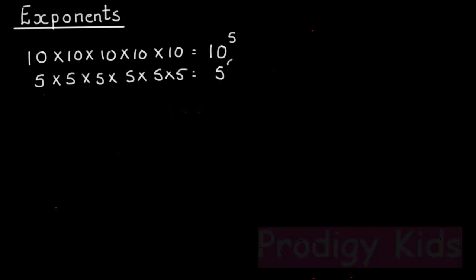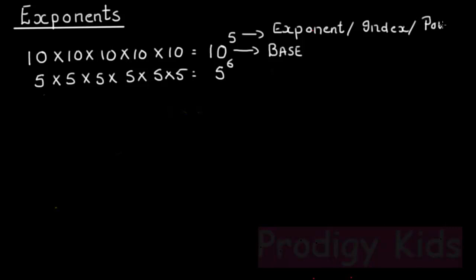Now in both these exponential forms of numbers, that is 10 raised to 5 and 5 raised to 6, the number 10 is the base. And the one at the top is the exponent. Another word for exponent can be also called the index, or it can also be called the power. So this is what we mean by exponential notation or an exponential number.